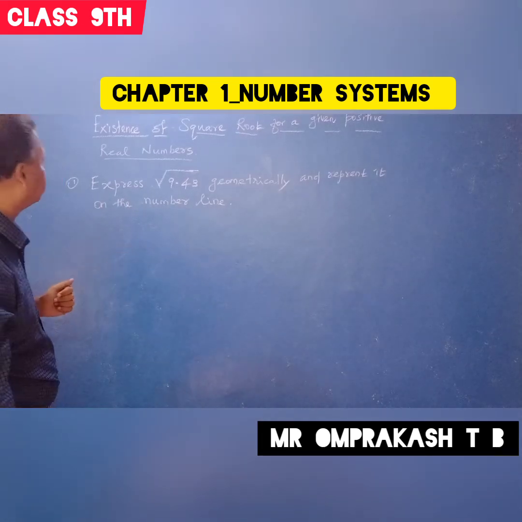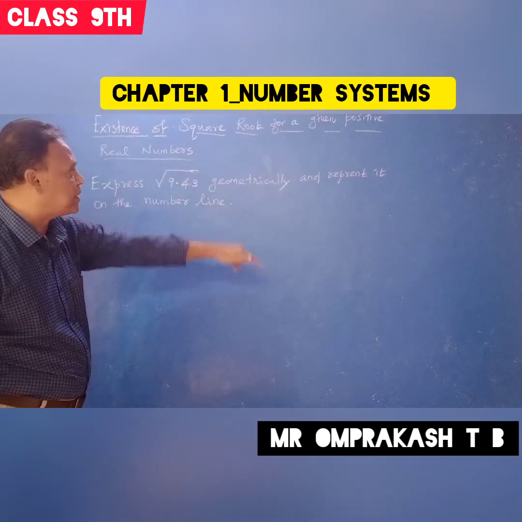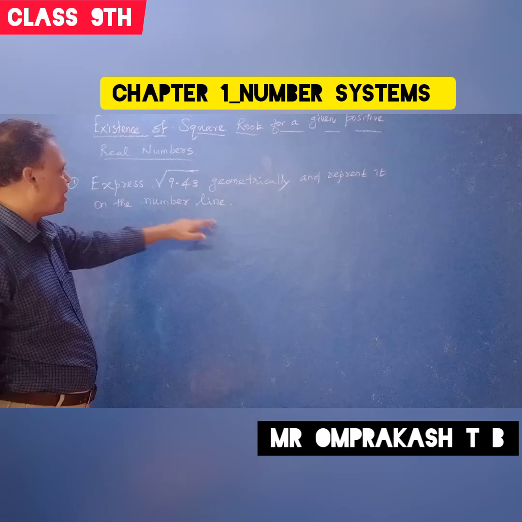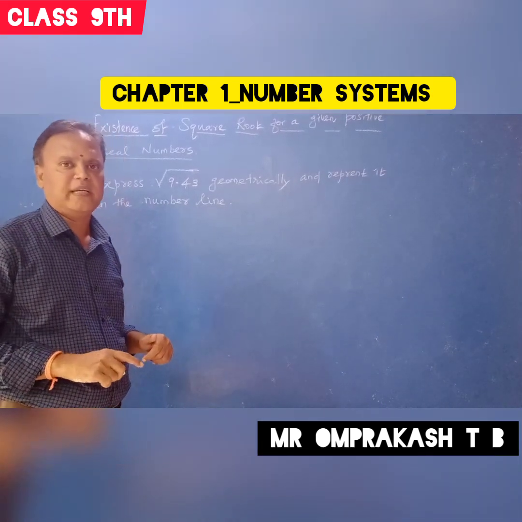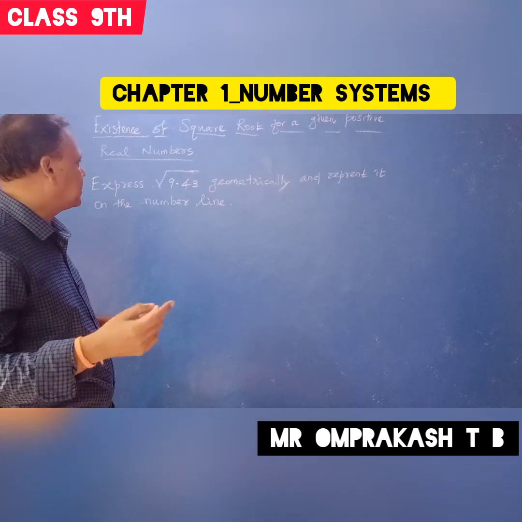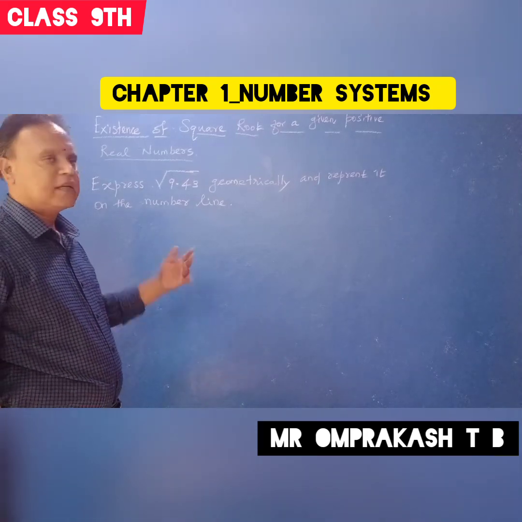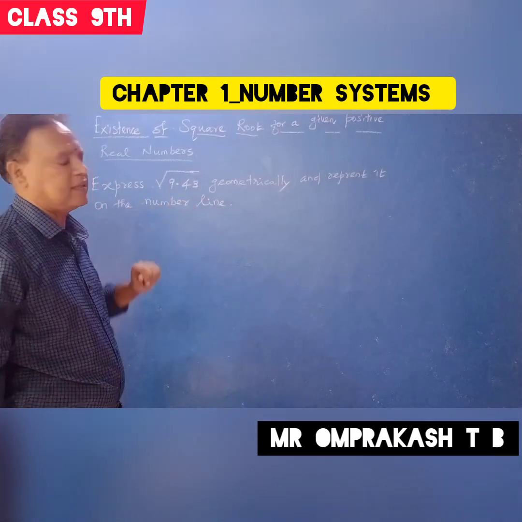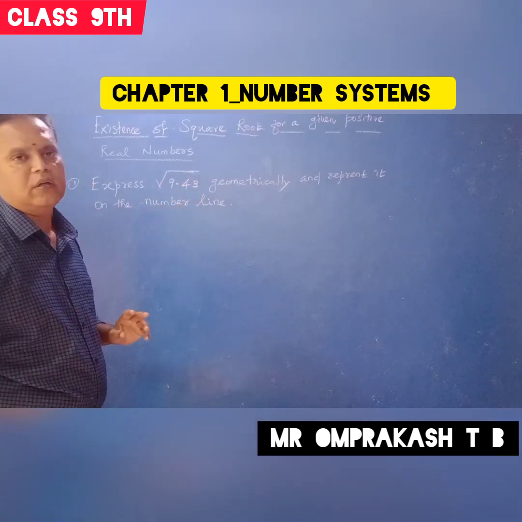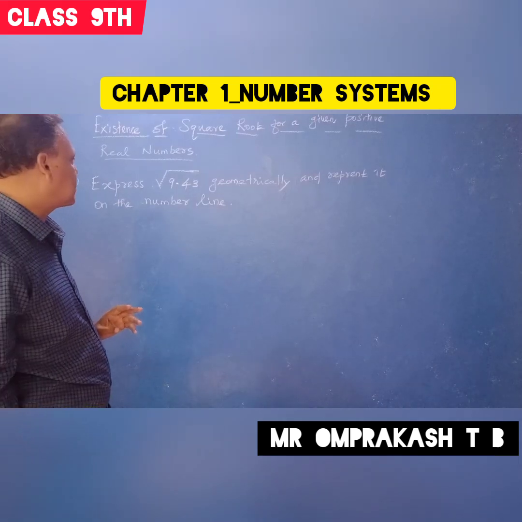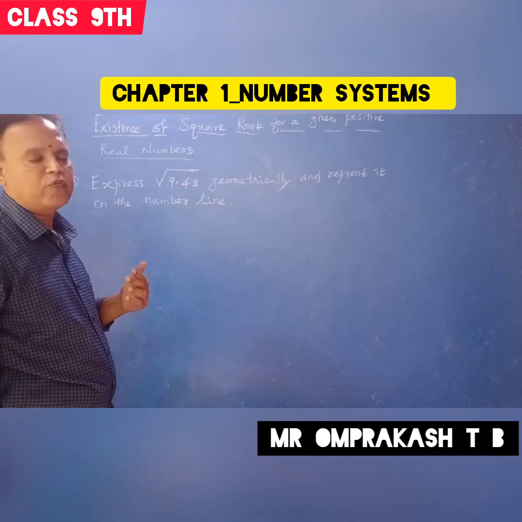So here you see the square root of 9.43. You have to represent it geometrically on the number line. Actually, root 1, root 2, root 3, root 4 you can easily represent on the number line, and we have seen root 5 also. But here it is root over a decimal. So you have to represent root 9.43 on the number line. How to represent? There is a method, so you have to follow the method.